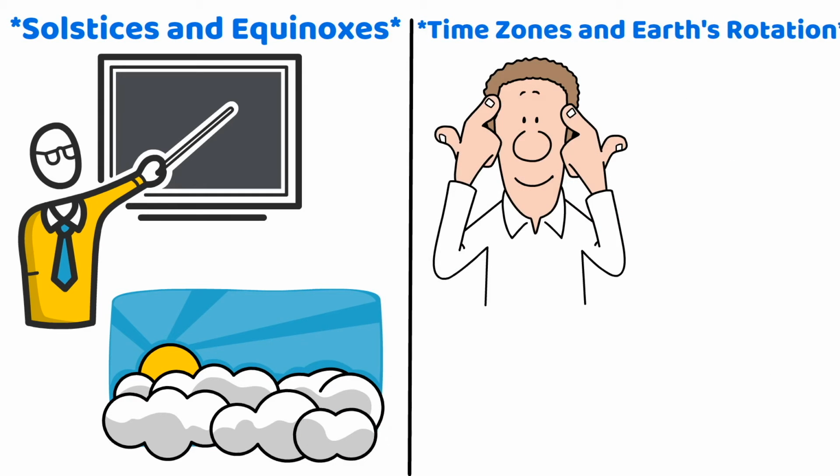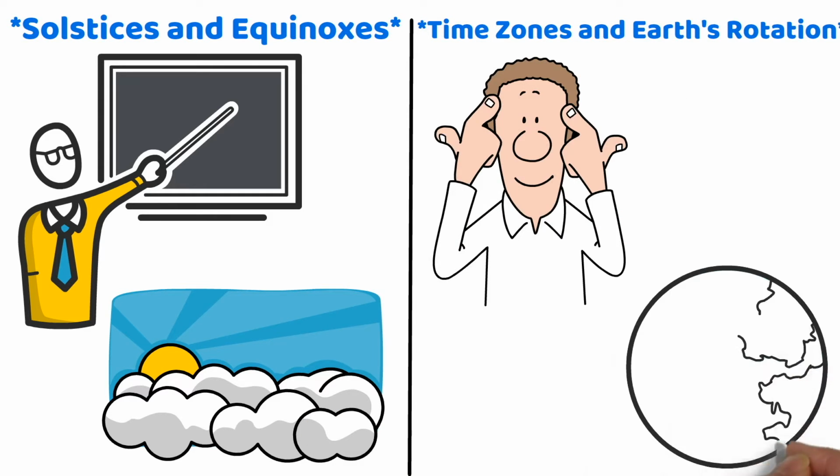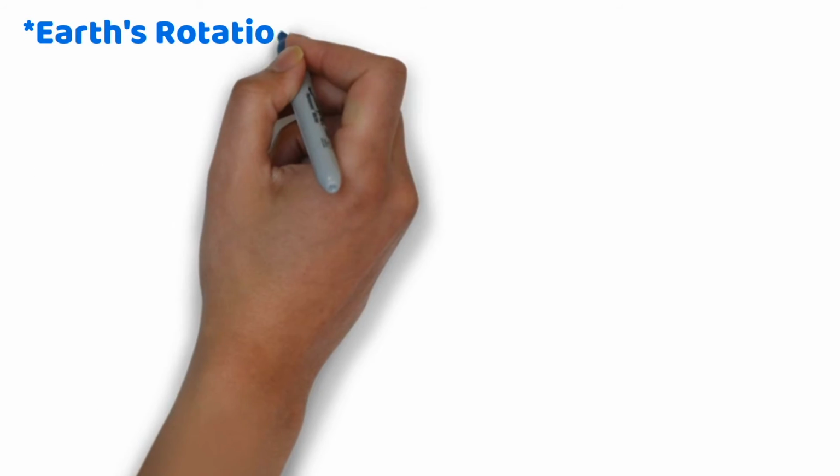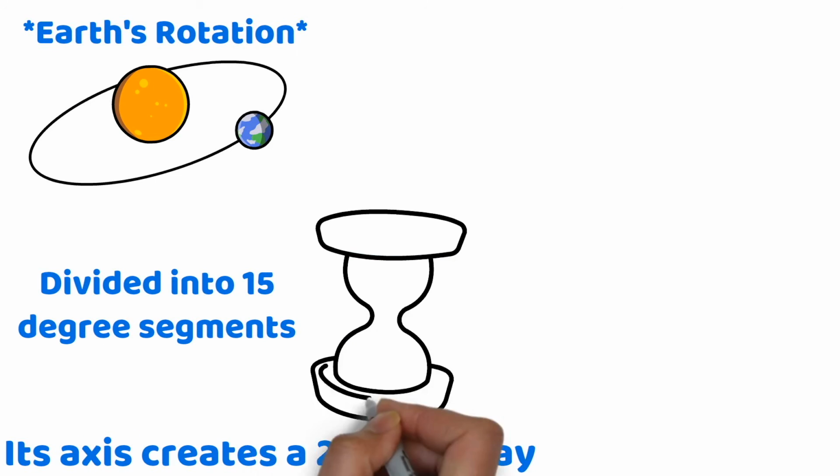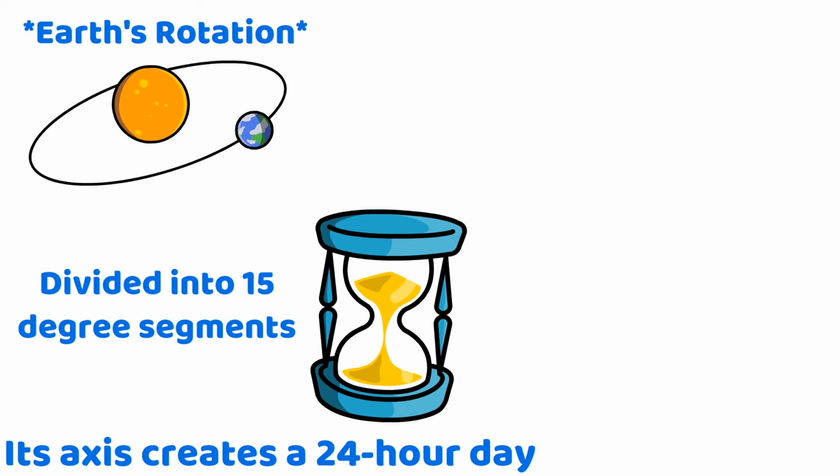Understanding time zones is crucial for comprehending global time differences. Earth's rotation. A full rotation of the Earth on its axis creates a 24-hour day, divided into 15-degree segments, each representing 1 hour across different time zones.